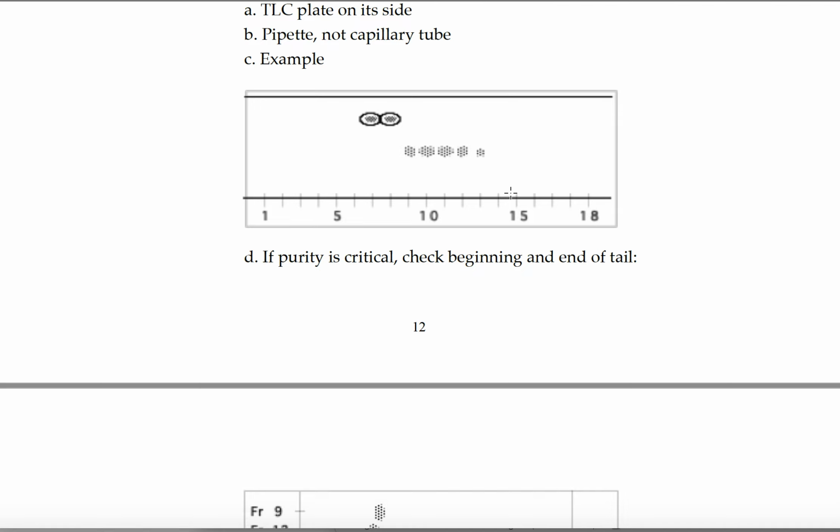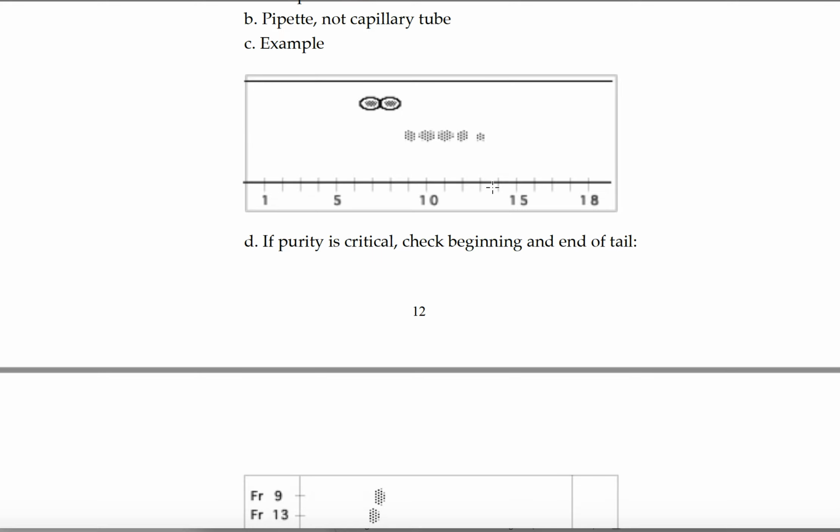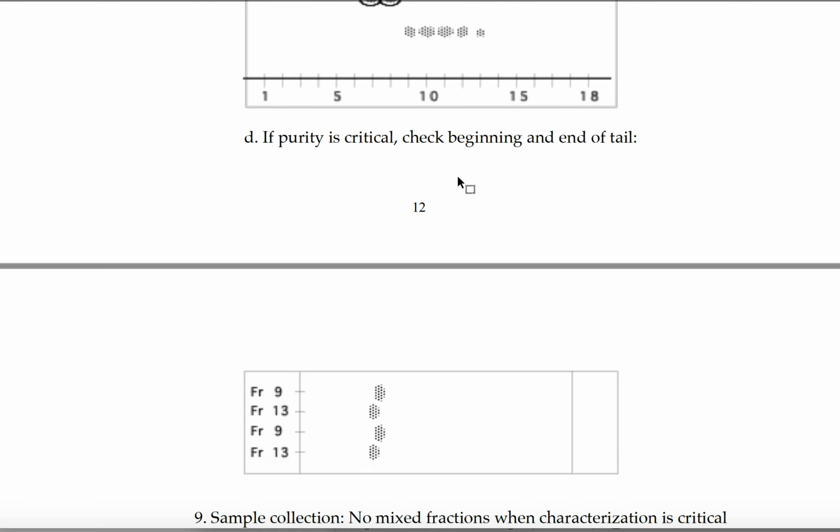Now, you don't want to mix fractions. So how stupid would it be to do the flash, get the separation, and take samples 7 through 13 or 6 through 13 or whatever? That would be really dumb. And so you don't get greedy.